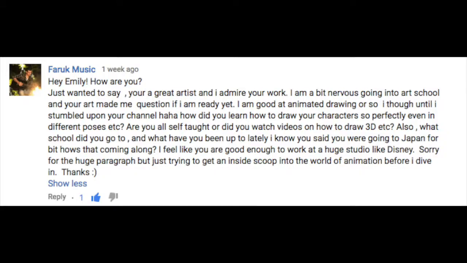They also have a pre-animation program, so if you don't get into animation, you should apply to pre-animation at the same time. So pre-animation accepts anyone. You can go in and you learn the fundamentals of drawing, and you're basically guaranteed after pre-animation to get into the animation program.